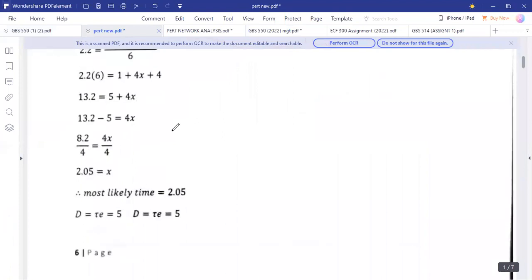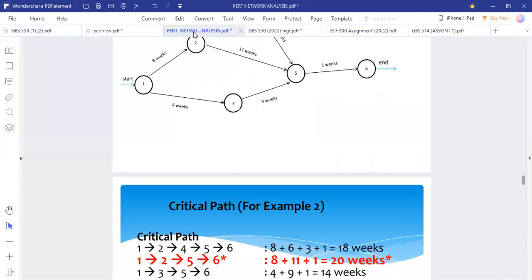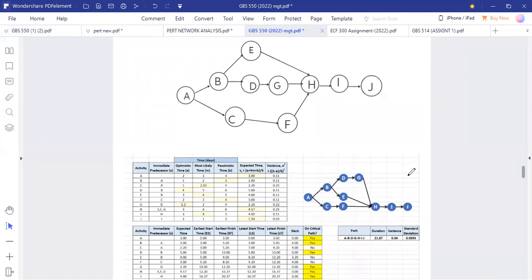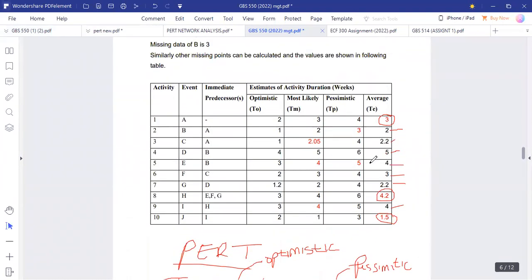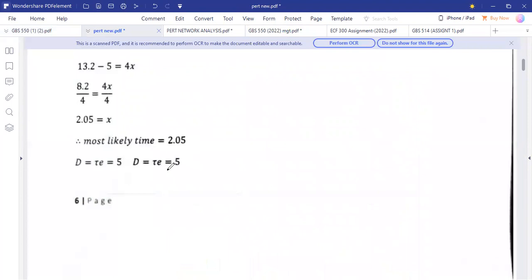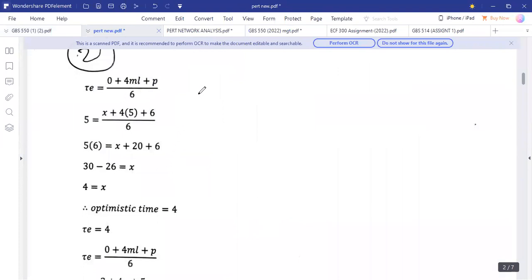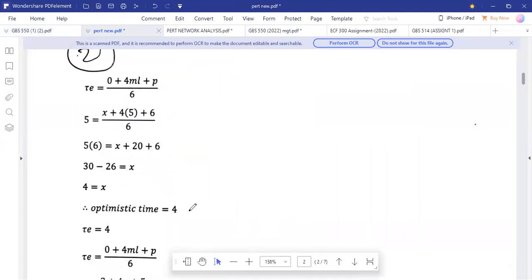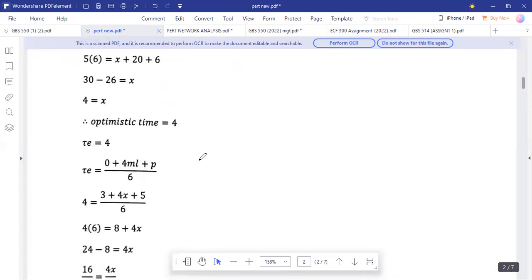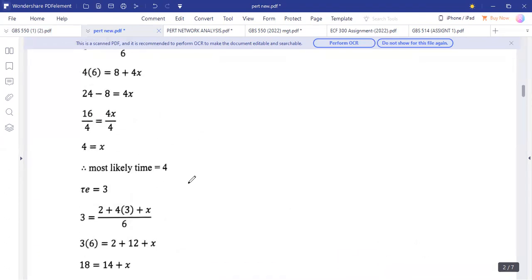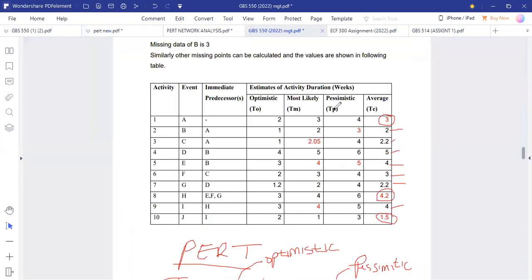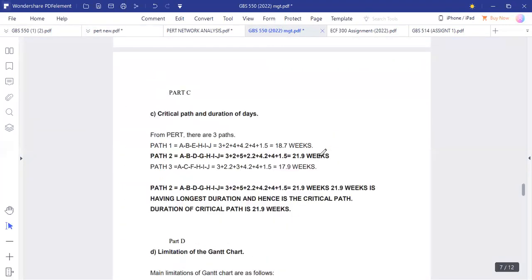And so meaning for D, we were given. Okay, so D we are given. But we just need to get for D. The time expected was 5. So it needed us to find the other value, which is optimistic time that they needed for D. We found it 4 using the formula here. And getting to the other ones here.